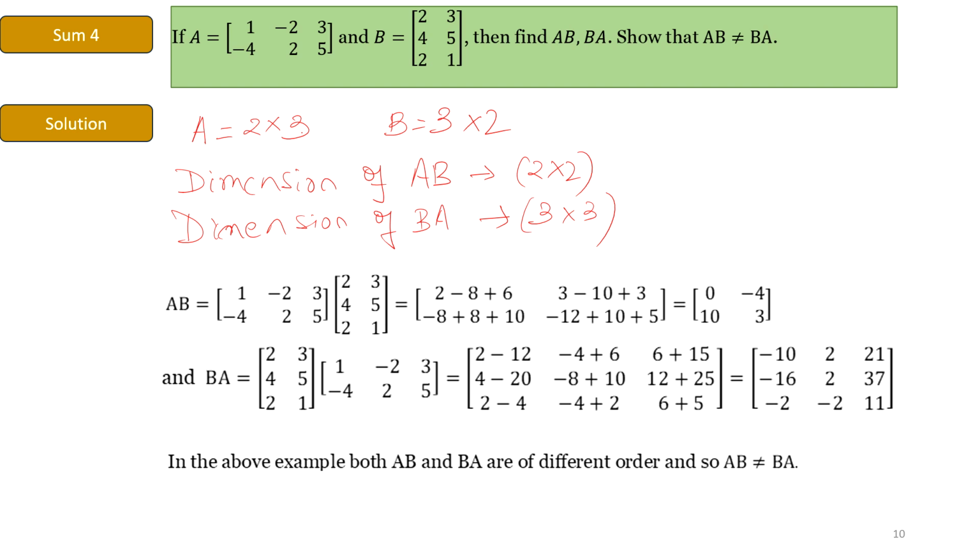In the above example, both AB and BA are of different order and hence are not equal. However, it is not necessary that if AB and BA are of the same order, they will always be equal.